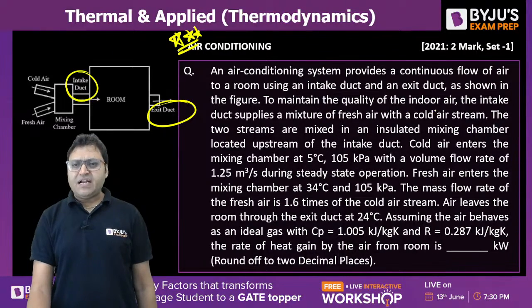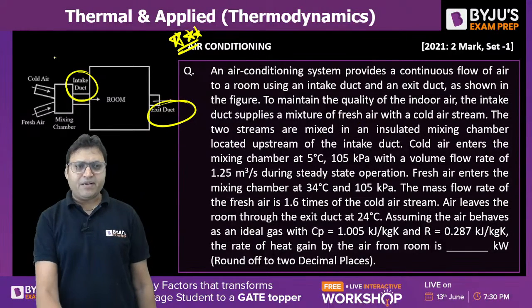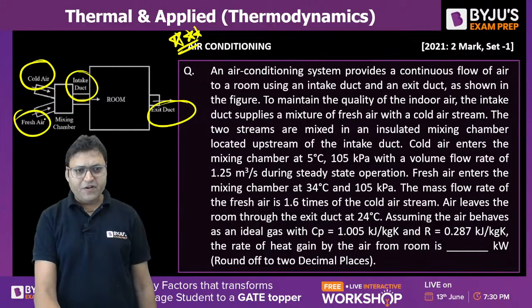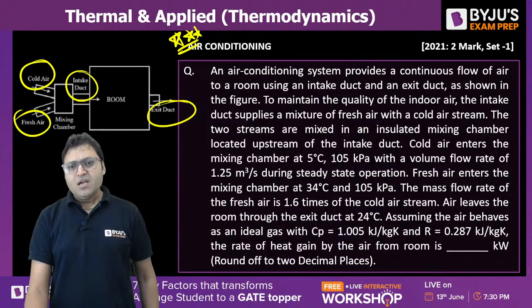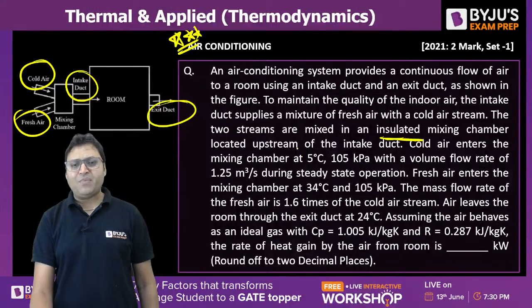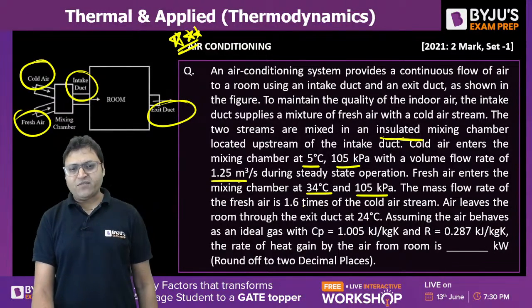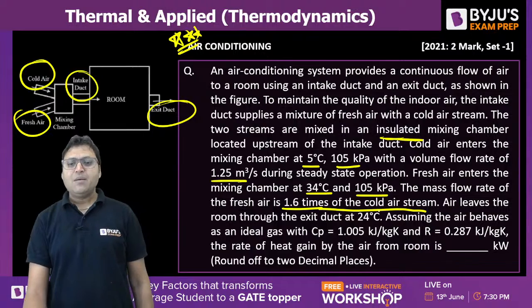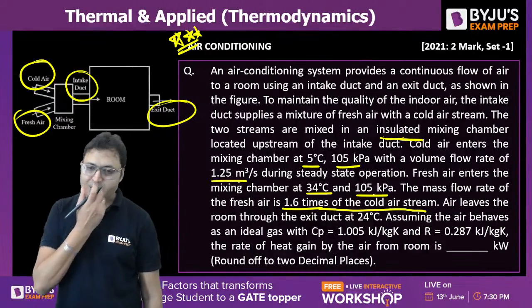To maintain the quality of the indoor air, the intake duct supplies a mixture of fresh air with a cold air stream. They are mixed in an insulated mixing chamber located upstream of the intake duct. Cold air enters the mixing chamber with a volume flow rate of 1.25 during steady state operation. Fresh air enters the mixing chamber at 34 degrees Celsius, 105 kilopascal. The mass flow rate of the fresh air is 1.6 times the mass flow rate of the cold air stream.